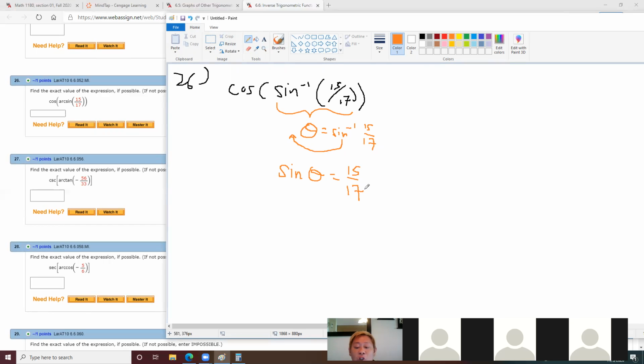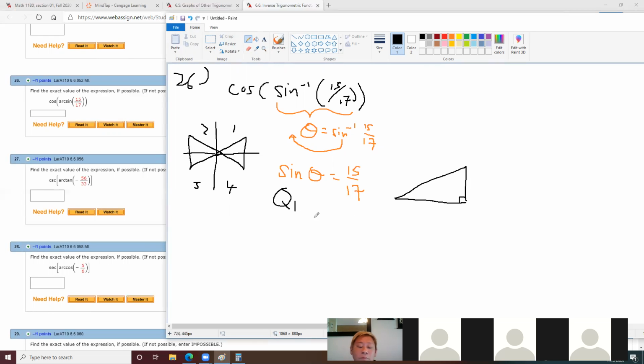With this, we can draw a right triangle, and how you draw it depends on the quadrant. It looks like a ribbon: quadrant 1, quadrant 2, quadrant 3, quadrant 4. Sine is positive, so it has to be in quadrant 1. The triangle that you draw looks something like this. We have to use SOHCAHTOA. Sine is what over what? Opposite over hypotenuse. So your opposite is going to be 15, and your hypotenuse is going to be 17.